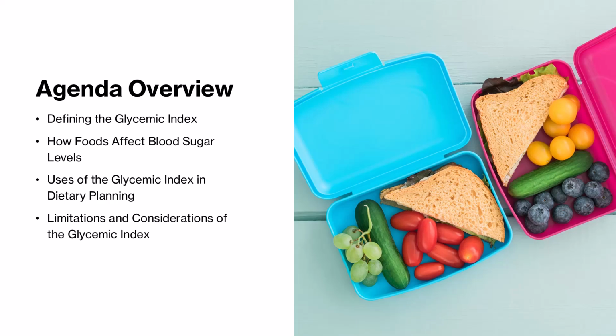Agenda overview. Here's what we'll cover. First, we'll define the glycemic index and explain how it's measured. Then we'll look at how foods affect blood sugar levels and explore examples across the GI spectrum. We'll discuss how the glycemic index can be used in dietary planning. Finally, we'll examine its limitations and introduce complementary concepts like glycemic load and personalized nutrition.